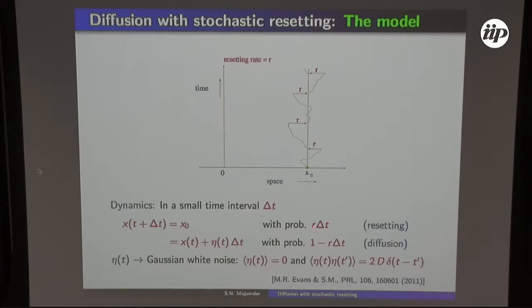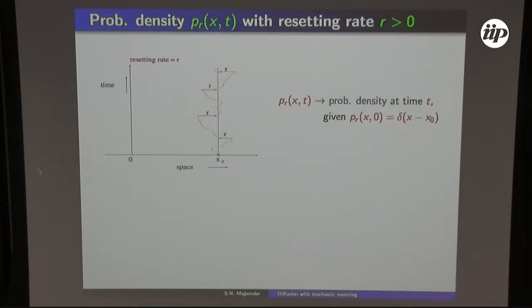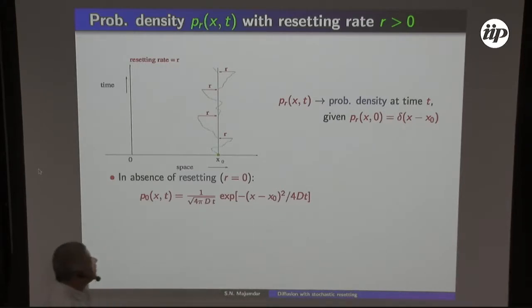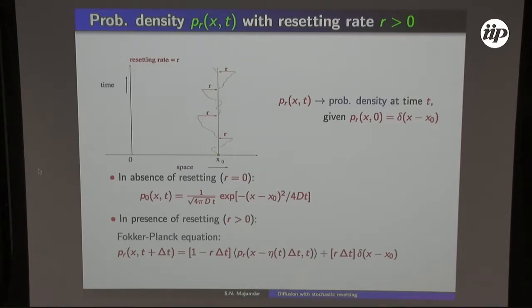The point is that when r is 0, there is no resetting, it's just normal diffusion, and you just add this extra resetting event. So you just interrupt your evolution at an exponentially distributed time with parameter r, and you ask what happens to the final state of the system. So you want to look for the probability distribution of x at time t, given that the resetting rate is r, and the initial condition is a delta function at x equal to x naught. When there is no resetting, we know that it's just simple diffusion, a Gaussian distribution with variance 2Dt, and there's no steady state here, of course. Forever it spreads.